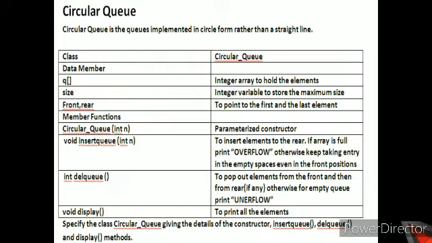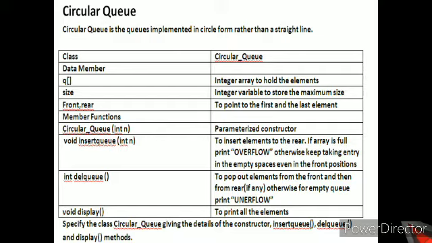Let's look at what type of question we will get in circular queue. Here is a question on circular queue. A queue is implemented in a circle rather than in a straight line. The class is circular queue. The data members are a queue array, then a size variable, and front and rear variables.